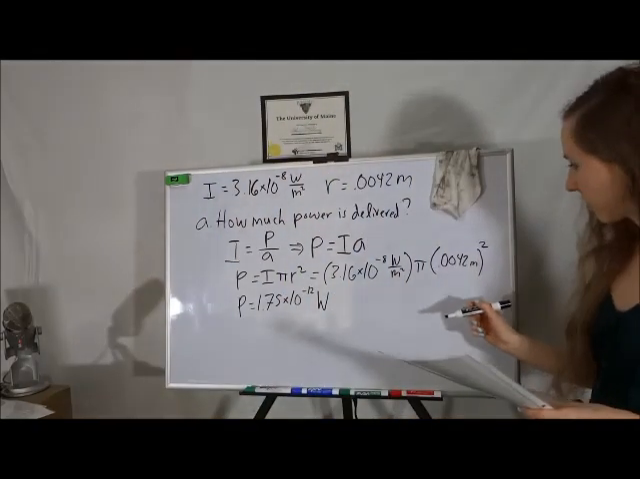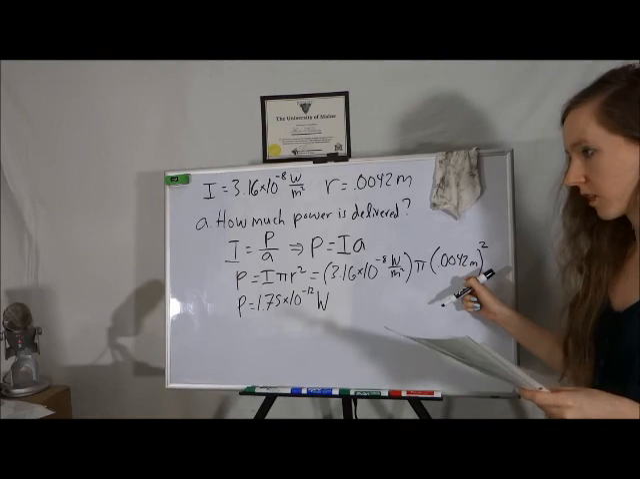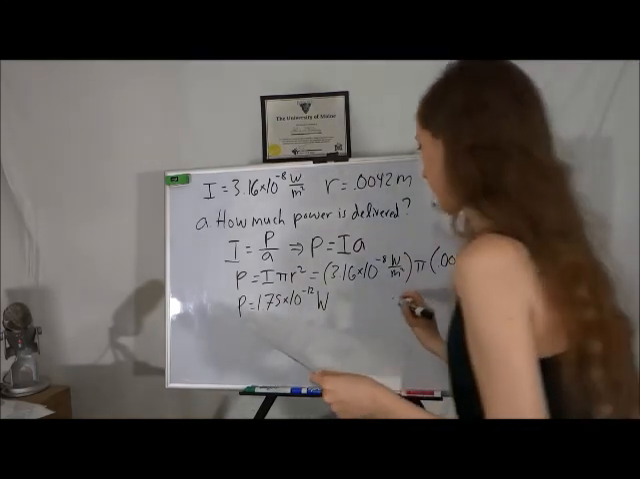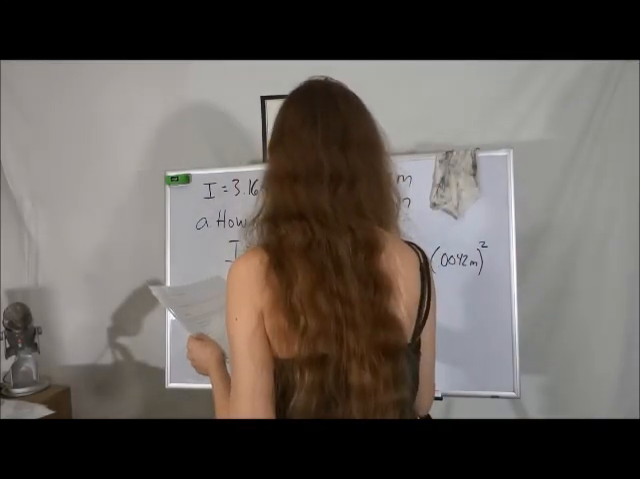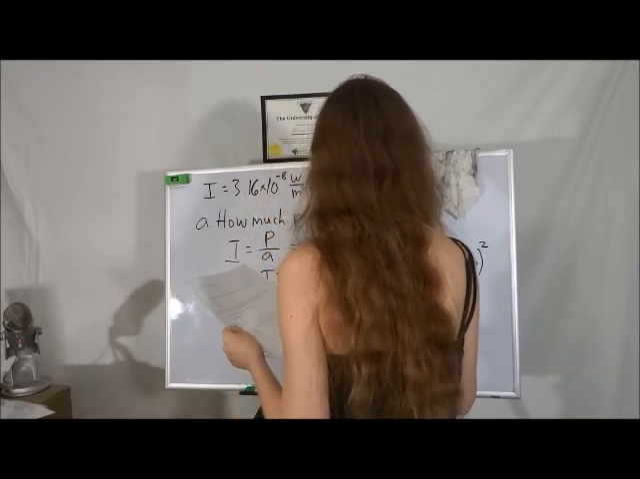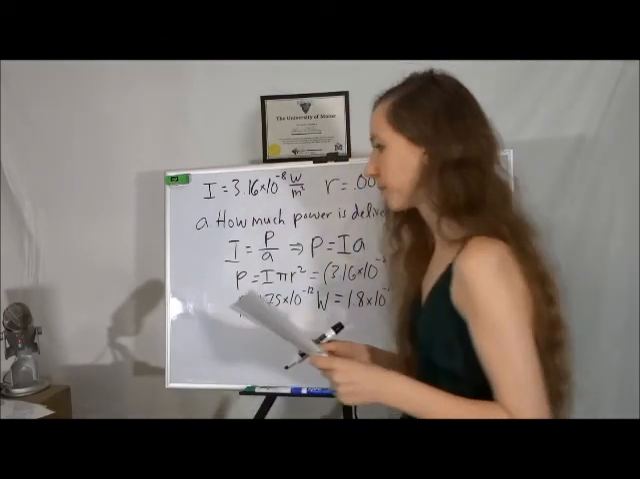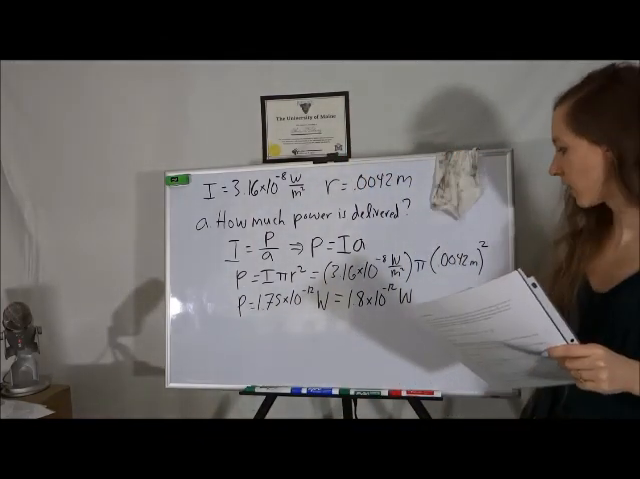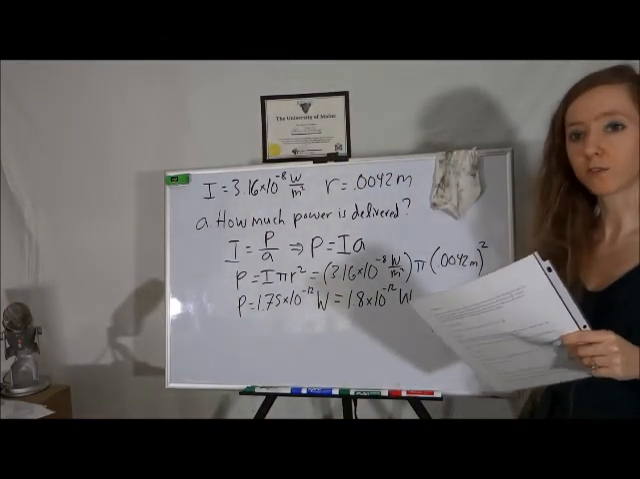And if we look at our sig figs, this one only has 2 sig figs, so we're going to go ahead and round this to 2 sig figs. So this is the same thing as 1.8 times 10 to the minus 12 watts. Are there any questions on this first part of the problem?